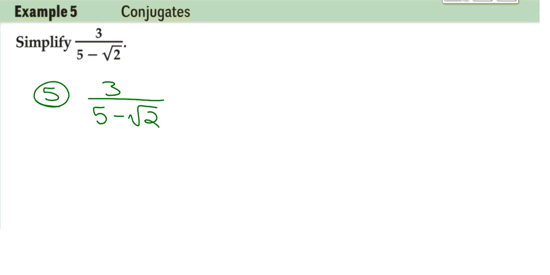So I'm just going to remind myself that if I have 5 minus the square root of 2, oops, which I didn't write correctly, 5 minus the square root of 2, the conjugate is 5 plus the square root of 2. And so that's what I want to multiply the denominator by.